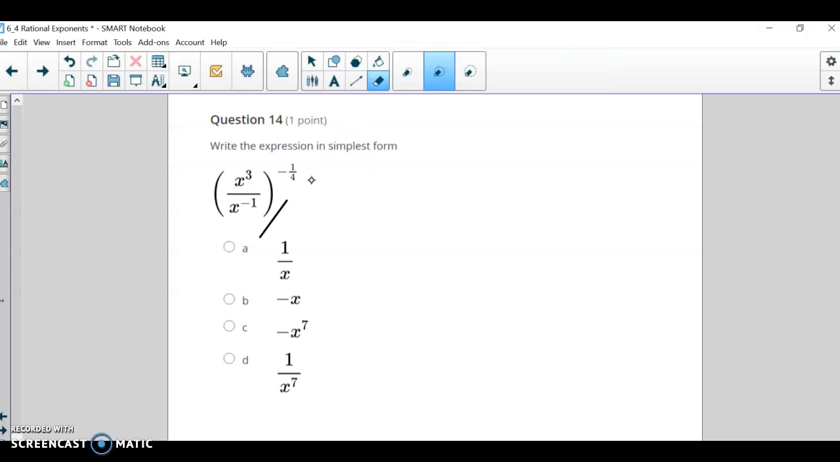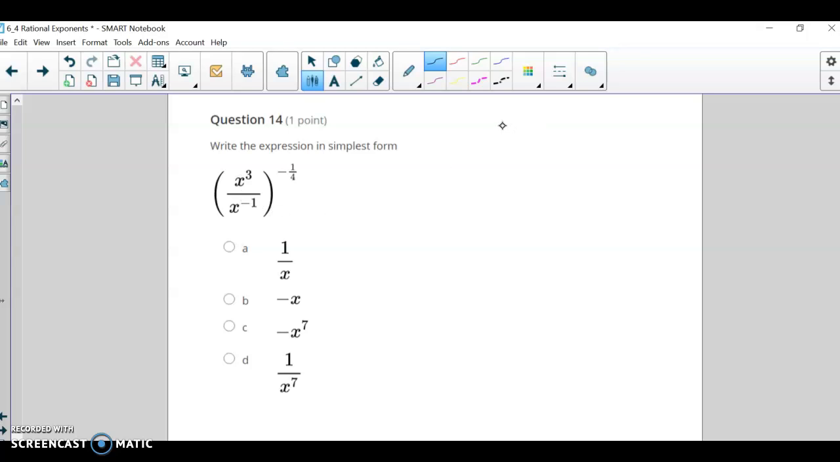This video is going over number 14 from 6.4 day 1. And we have to simplify this using exponent rules and all these fraction exponents and all that stuff. So the first trick is to realize this fraction, you actually subtract the exponents.